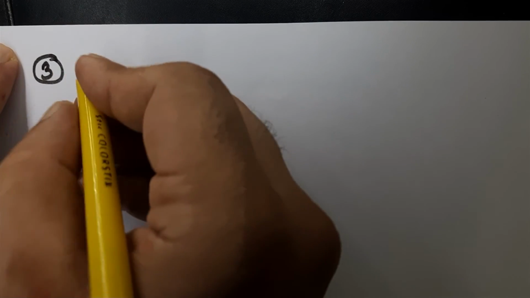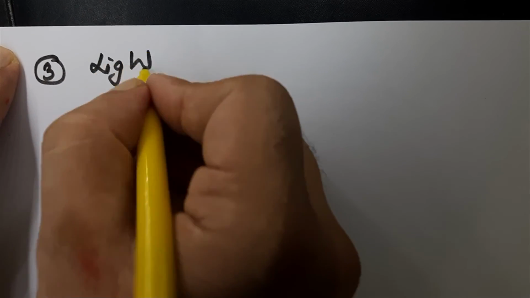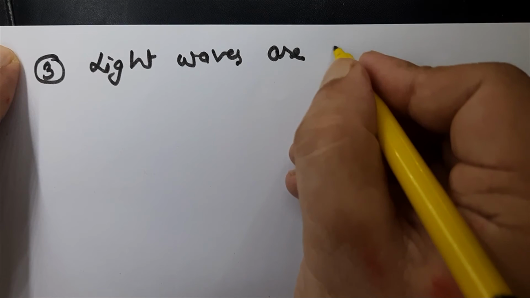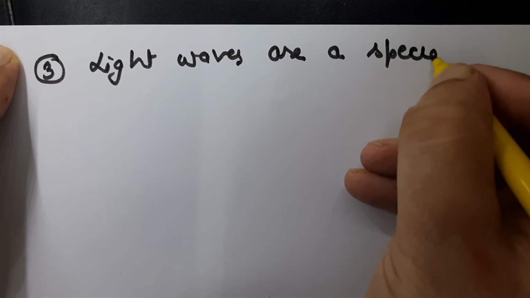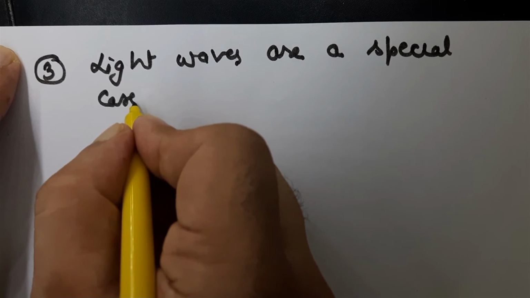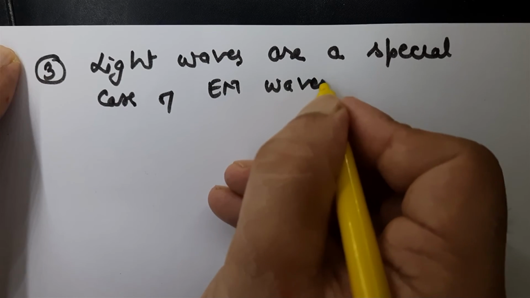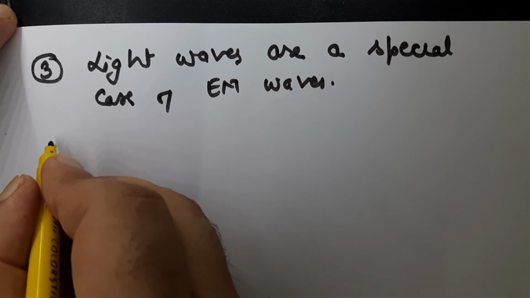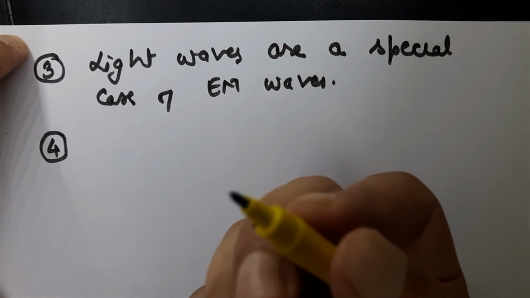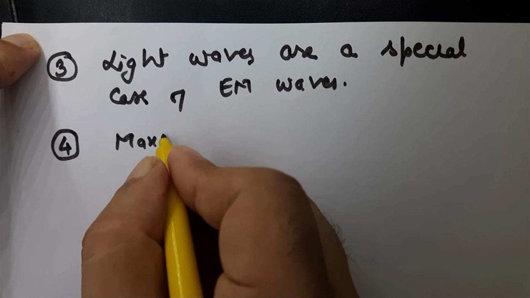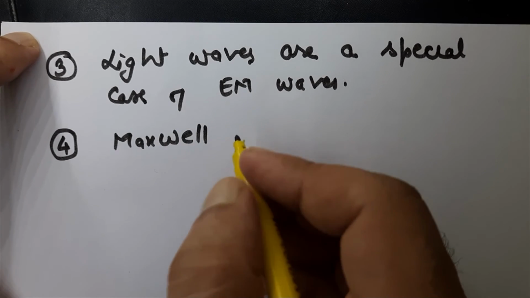So it can be concluded that light waves are a special case of electromagnetic waves. So this was the theoretical result that we have got. This theoretical result was later proved experimentally.